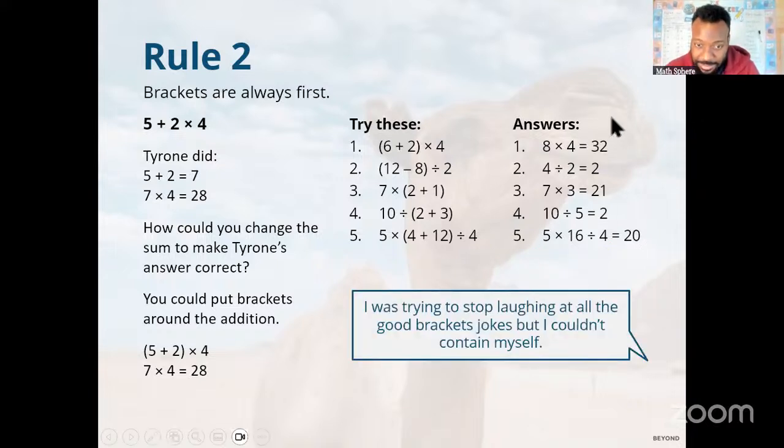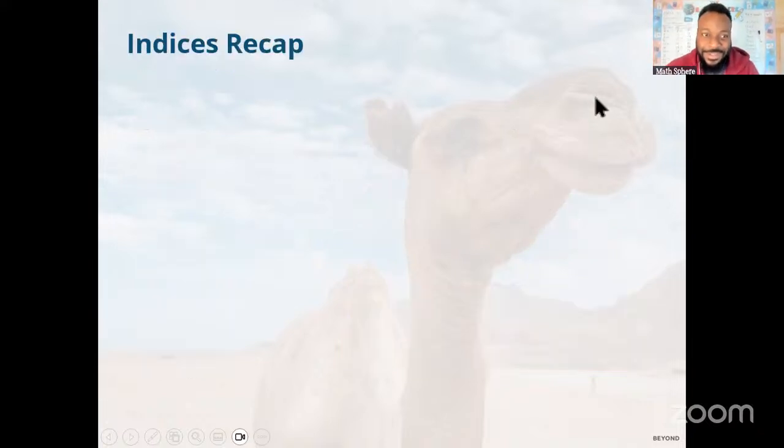I was trying to stop laughing at all the good bracket strokes, but I couldn't contain myself because brackets contain. There we go. Oh dear.